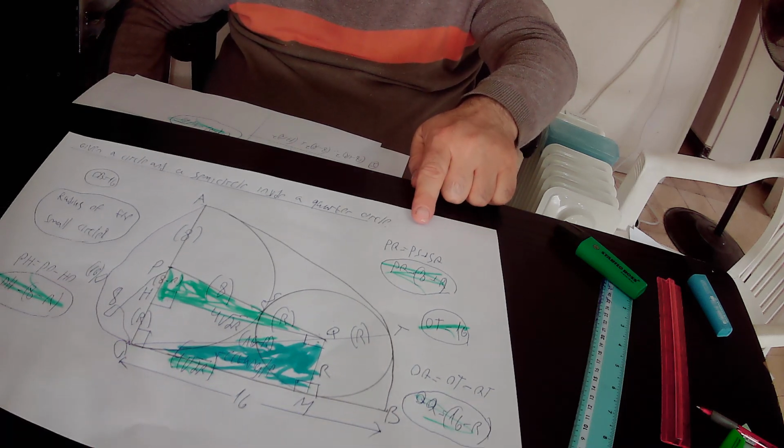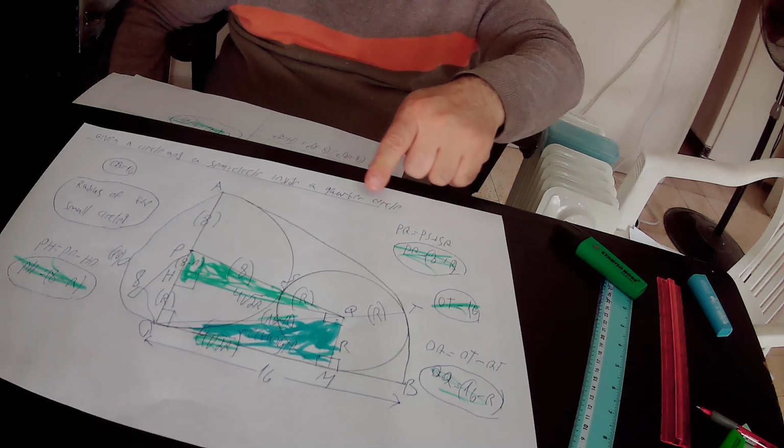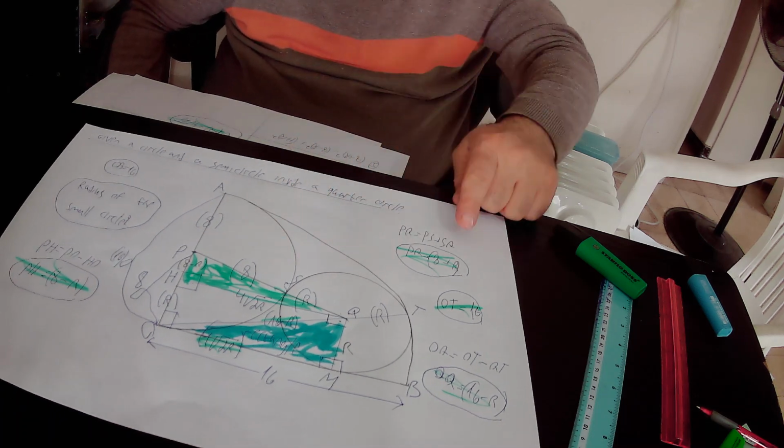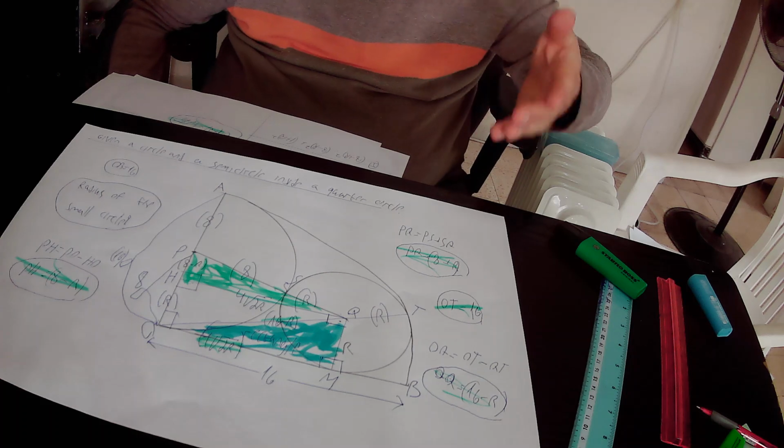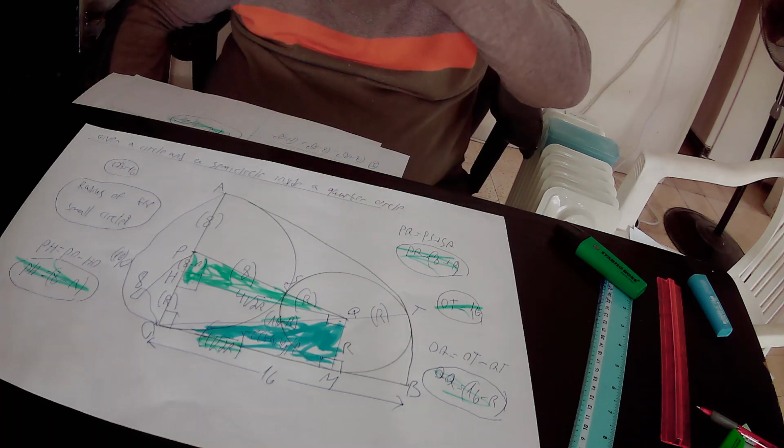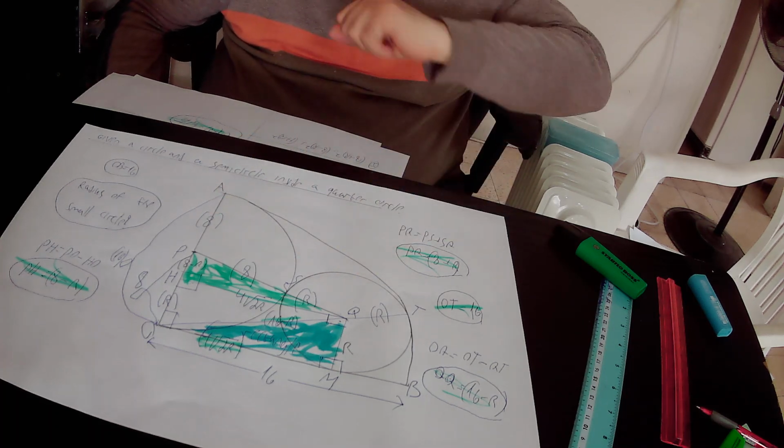So PQ equals PS. PS is 8 plus SQ. SQ is R. So in total, PQ equals 8 plus R. PQ equals 8 plus R.